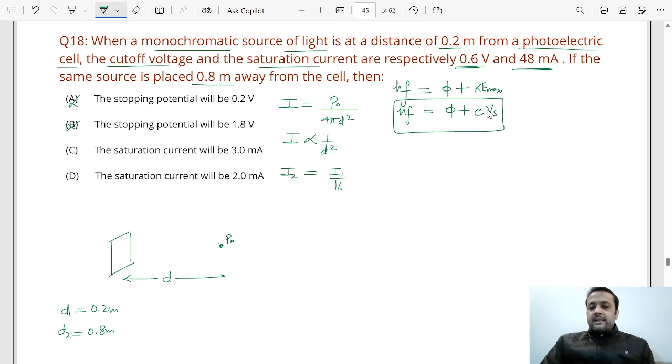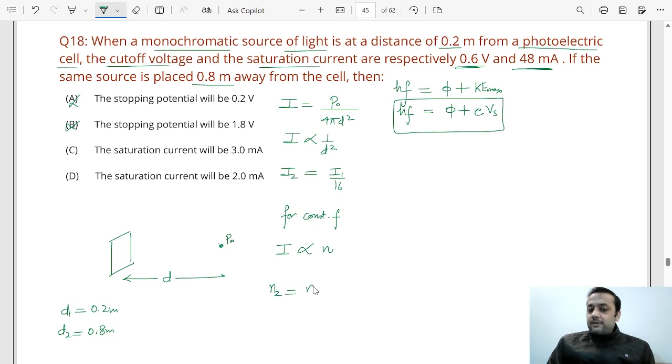Now what about intensity? Look, if the frequency is kept constant, then intensity is proportional to the number of photons falling on the cell per second. Hence we can say that if earlier n1 number of photons were falling, then finally n2 will be n1 by 16, because intensity has gone down by a factor of 16.